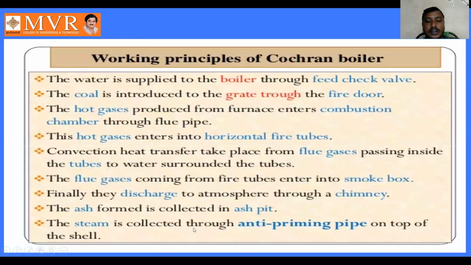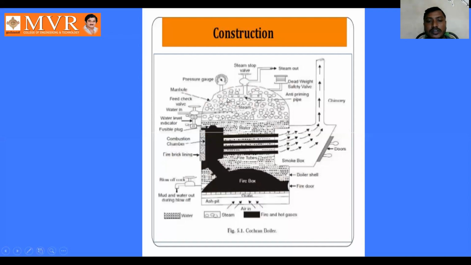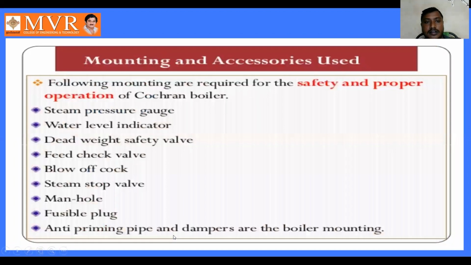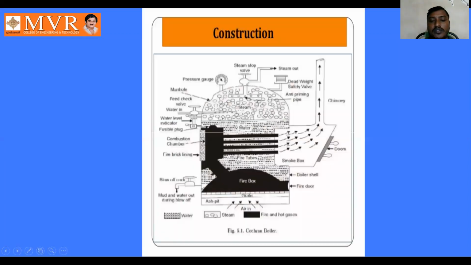The steam is collected through the anti-priming pipe on top of the shell. See here, the steam is collected in the hemispherical space by using the anti-priming pipe. This is the working principle of the Cochran boiler which we can observe here.